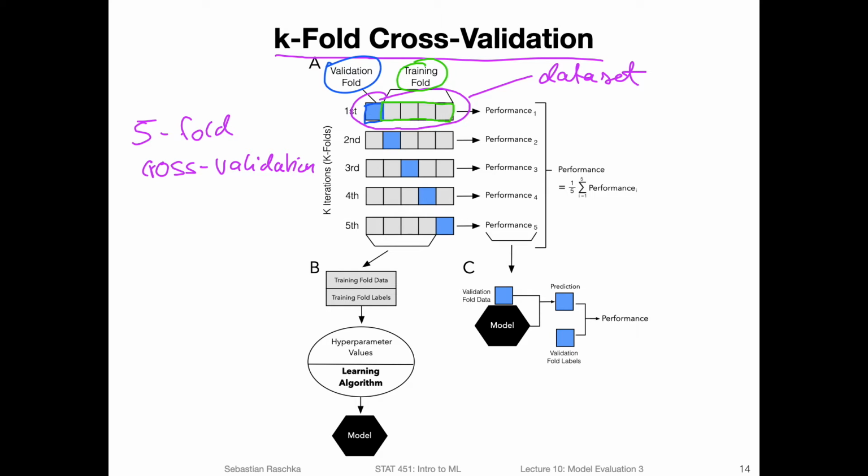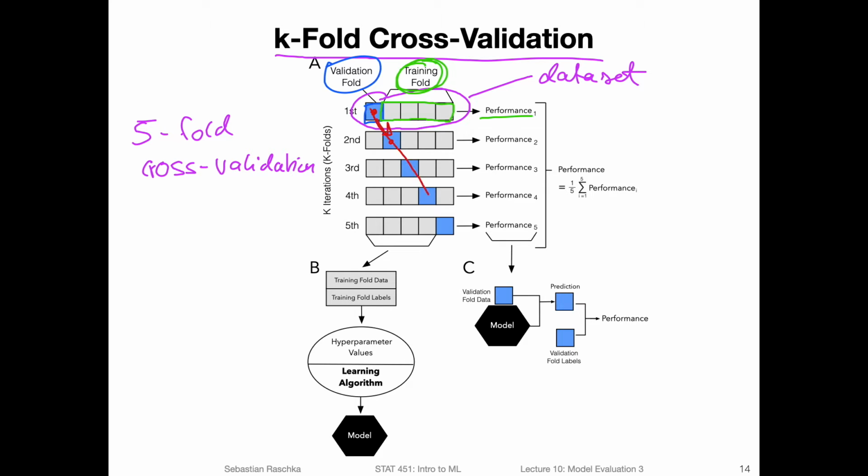And then this is similar to the holdout method. You train the model on the training fold, and then you evaluate it on the validation fold, and then you get a performance for that. What's different from the holdout method now is that you are rotating the validation folds. So you are then moving over the validation fold to the next chunk here, and you can see there is no overlap between the data points in the validation folds in the first case and now in the second case.